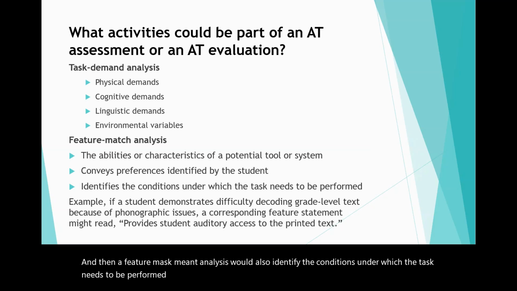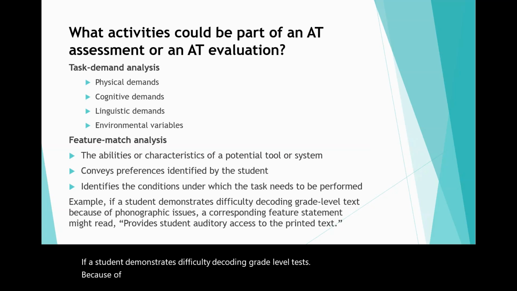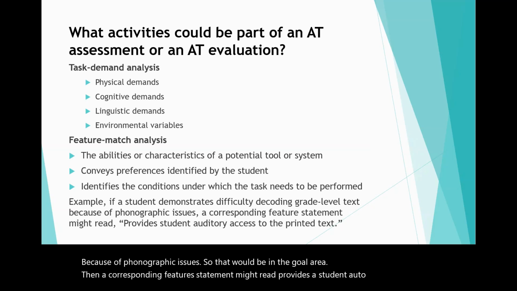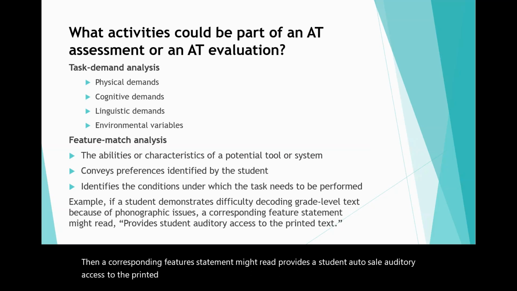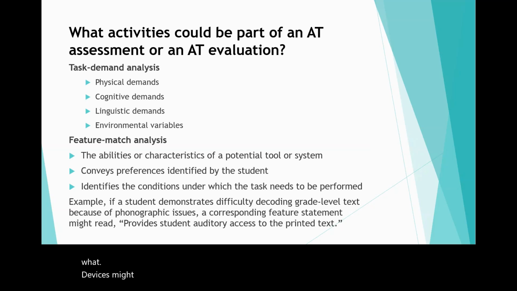And then a feature match analysis would also identify the conditions under which the task needs to be performed. So here's an example. If a student demonstrates difficulty decoding grade level texts because of phonographic issues, that would be in the goal area, then a corresponding feature statement might read, provides the student auditory access to the printed text. So in a feature match analysis, we would describe all the features of a particular assistive technology device that we might be wanting to consider, and then identify what devices might be available that would help the student in that area.